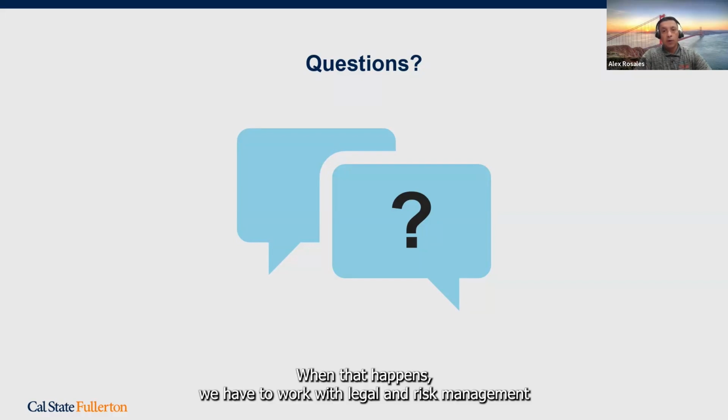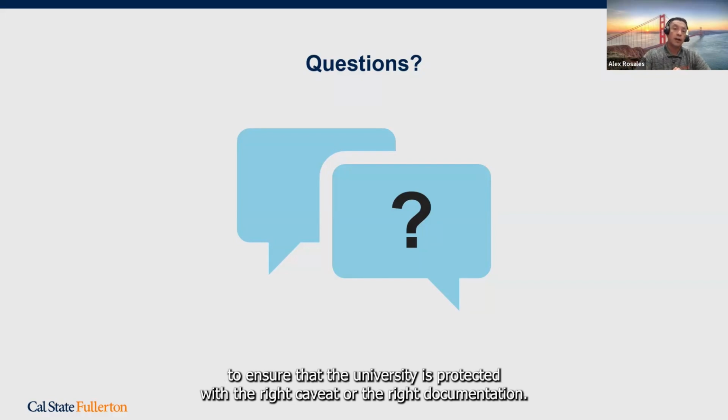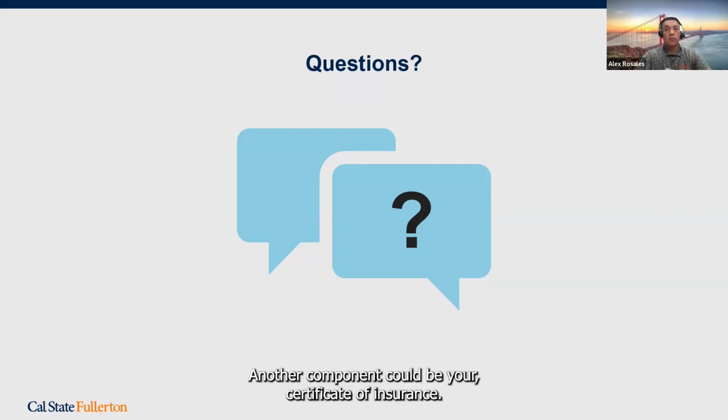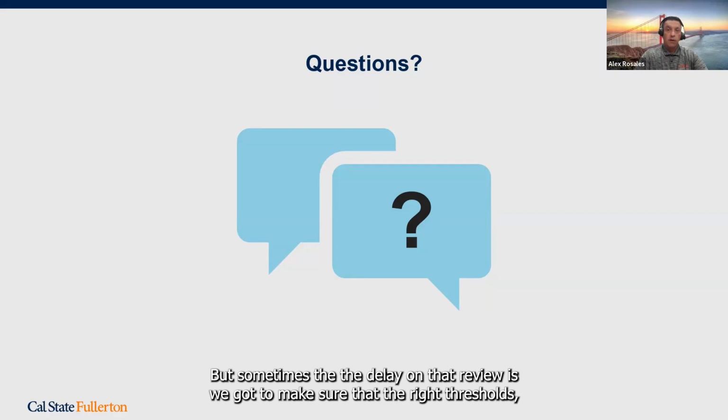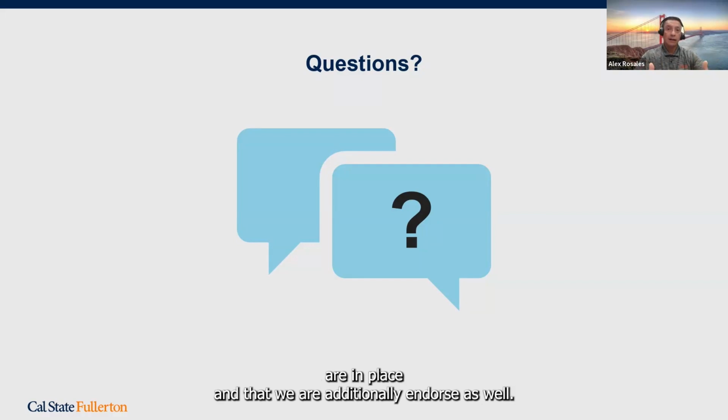When that happens, we have to work with legal and risk management to ensure that the university is protected with the right caveats or the right documentation. Another component could be your certificate of insurance. That's what I mentioned earlier. If you could request it from the sales rep you're working with ahead of time, that helps. But sometimes the delay on that review is we have to make sure that the right thresholds are in place and that we are additionally endorsed as well.